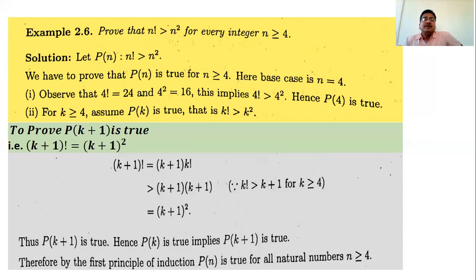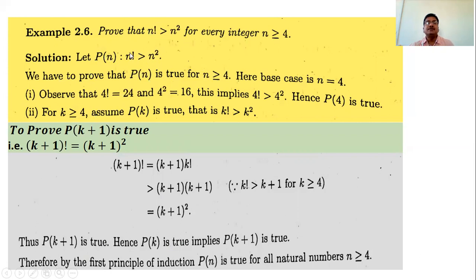Not necessarily is Pn true for n equal to 1. The condition is n is greater than or equal to 4, which is given. That is, n is a natural number greater than or equal to 4. So don't take n as 1 or 2 or 3, take n as 4 or 5 or 6 in the first step. Denote the statement n factorial is greater than n square by Pn, and now we have to show Pn is true for n equal to 4 in the first step.